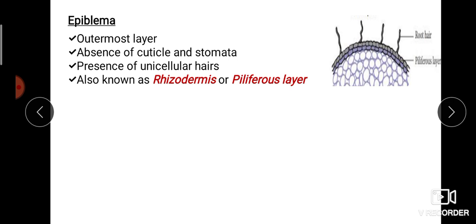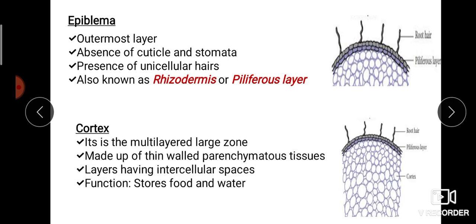So next, inner to epiblema, it is called cortex. So cortex is the multi-layered large zone. It contains so many cells which are arranged in multi-layered form. These are thin-walled parenchymatous cells. The cells are not tightly arranged; they are arranged very loosely. So it has intercellular spaces. Intercellular spaces means the spaces present between the cells.